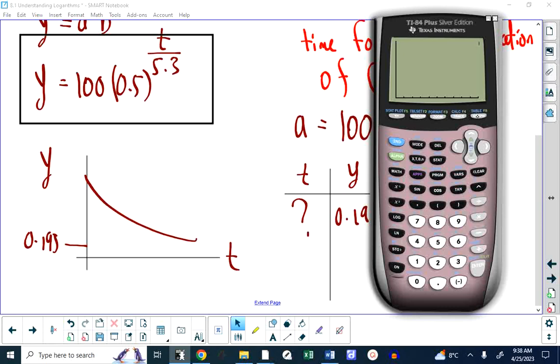I have a feeling, what did I do here? I didn't enter this right, first of all. 3, window, 100 times 0.5 raised to the x over 5.3.